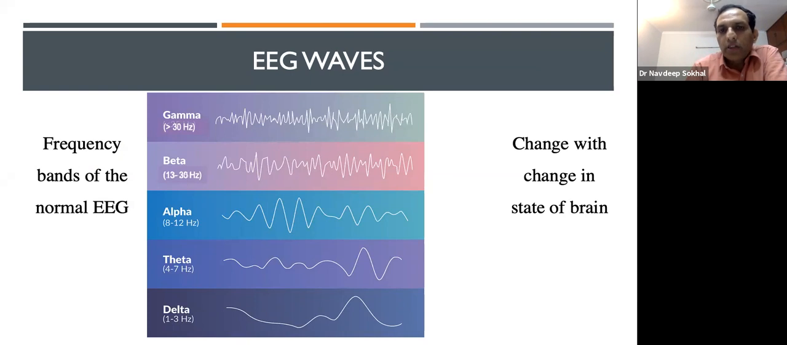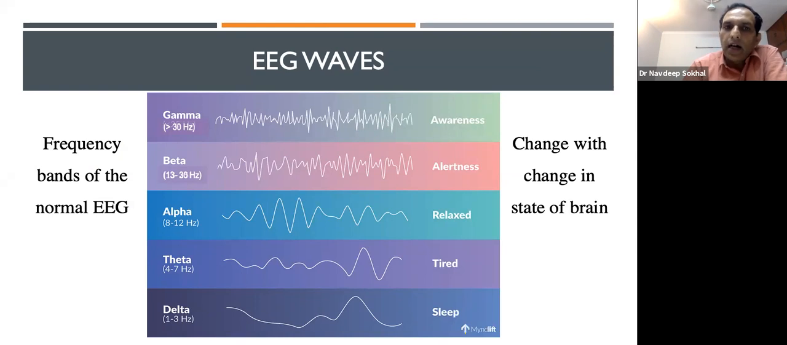So depending on the amplitude and frequency, these waves can be divided into different bands, which are called gamma, beta, alpha, theta, and delta, wherein the high frequency, low amplitude waves represent alertness or awareness and patient awakeness, whereas low frequency and high amplitude waves are seen when the patient is relaxed or sedated or asleep.